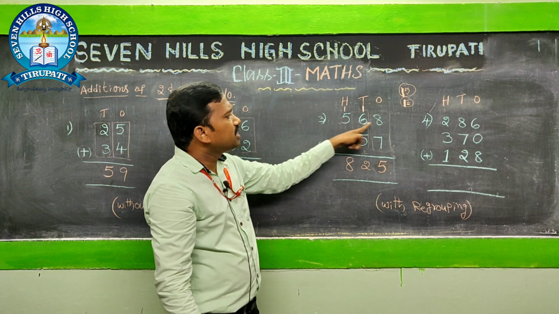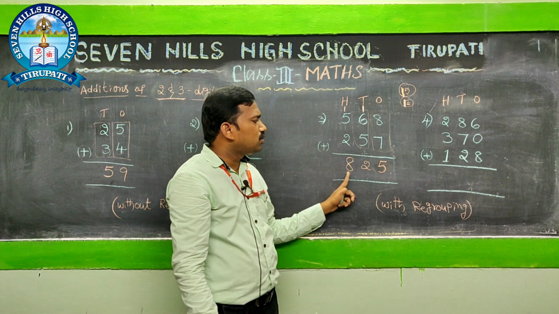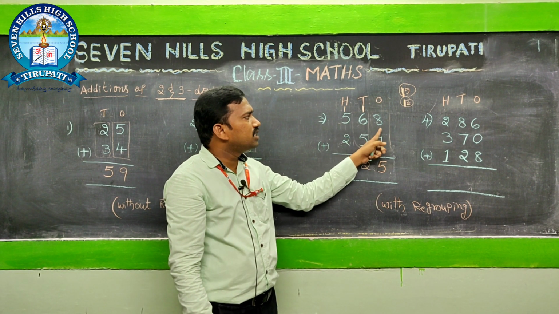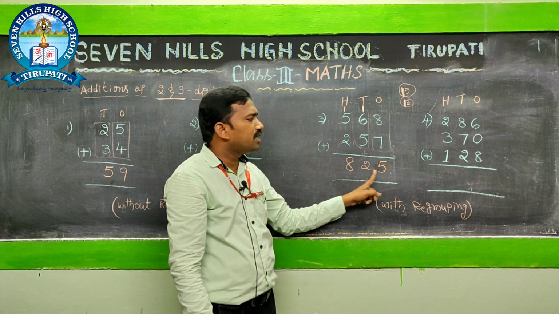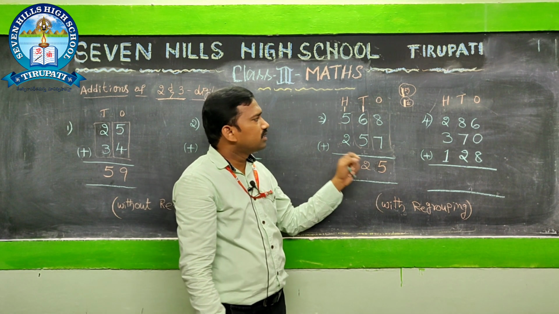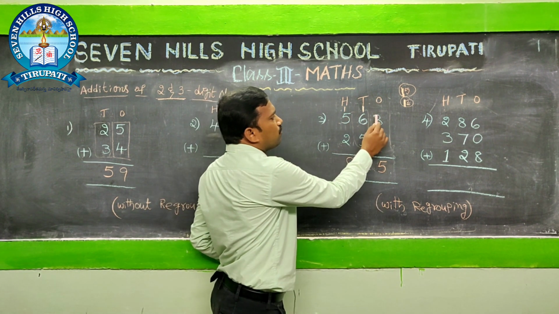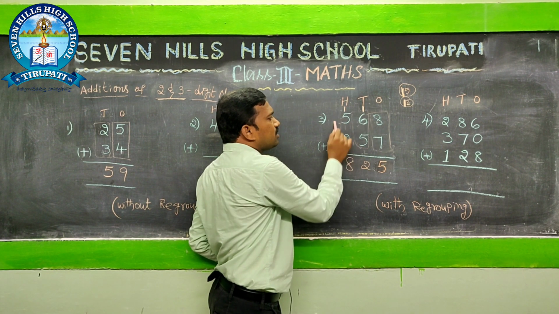So 568 plus 257 is equal to 825. See students, here first of all we want to add the ones column, after that the tens column, after that the hundreds column.